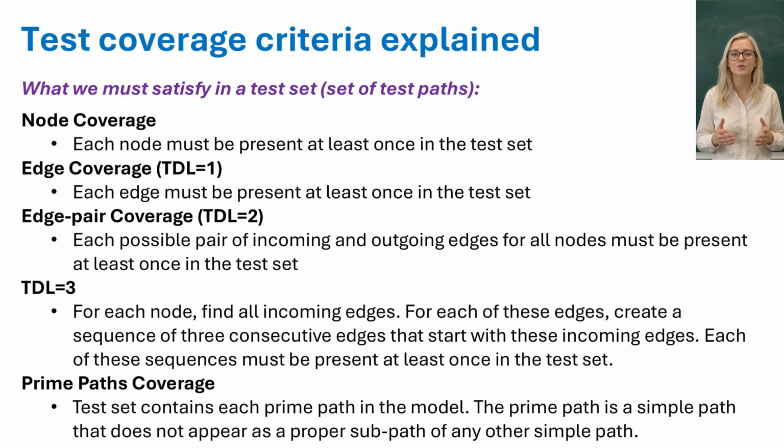The most well-known criterion for this is probably prime paths coverage, which requires the test set to contain each prime path in the model. Prime path is a simple path that does not appear as a proper subpath of any other simple path. Sounds complicated? No worries, because these paths are computed by specialized tools, as we have already explained in the previous video.